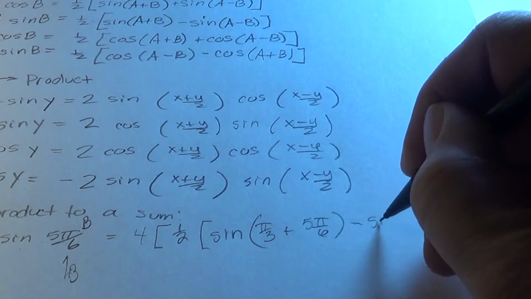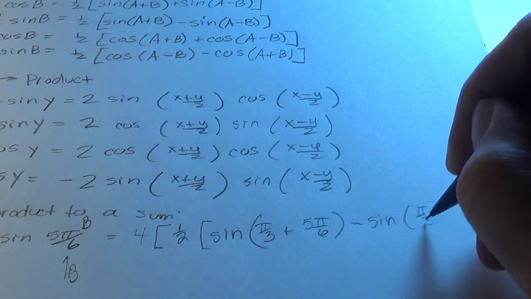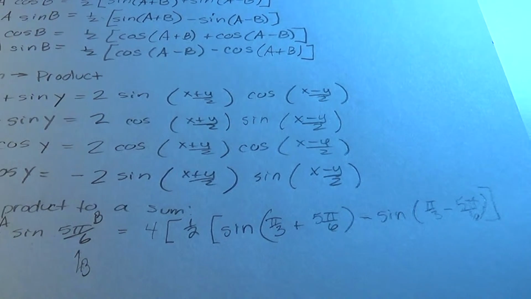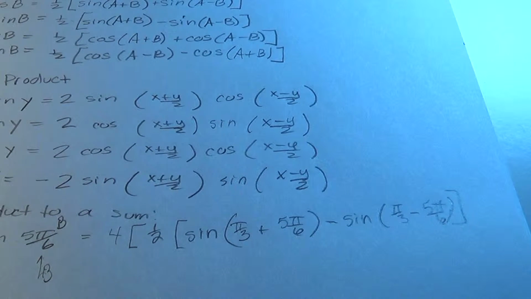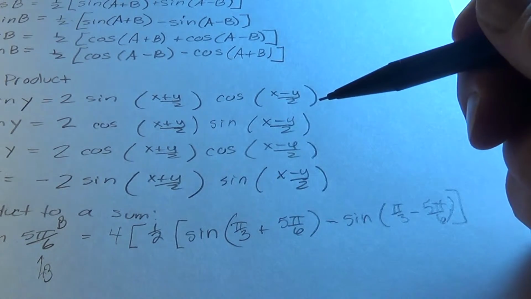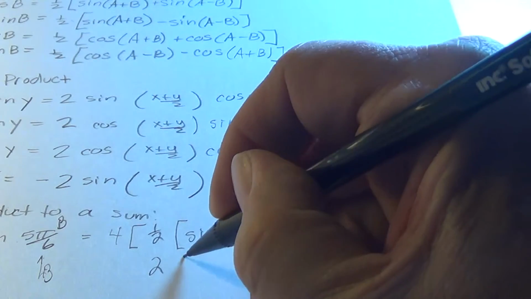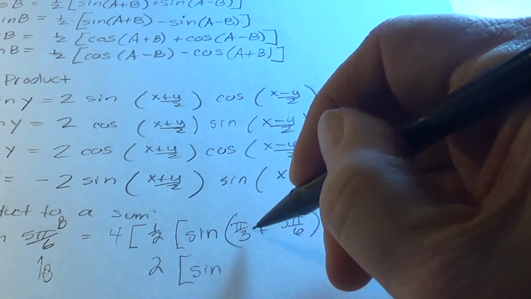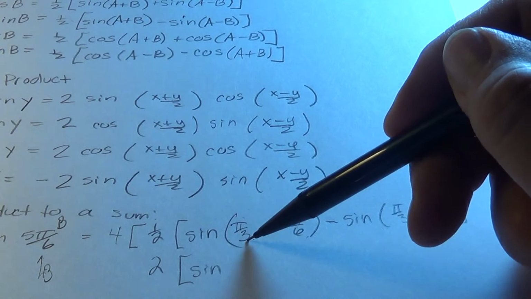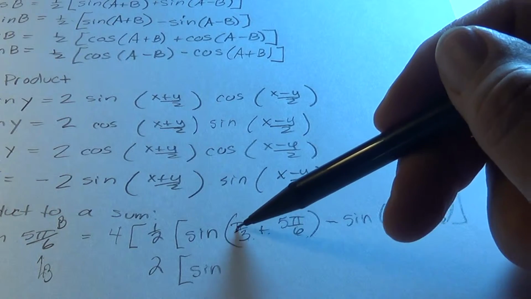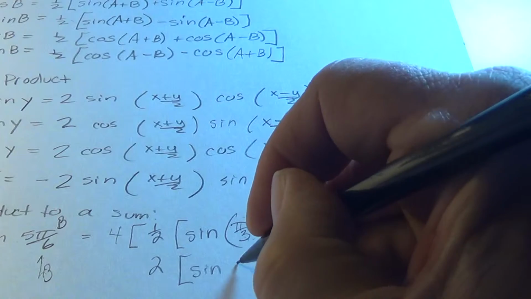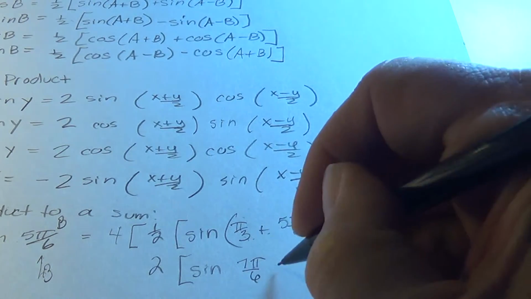Sine A minus B. Alright, so the only amount of simplification I need to do on that one is to combine 4 times 1/2, so that's a 2, and to add the pi over 3 plus the 5 pi over 6. So if I change this to 6, there's 2/6. 2/6 pi plus 5/6 pi will give me 7/6 pi, or 7 pi over 6.